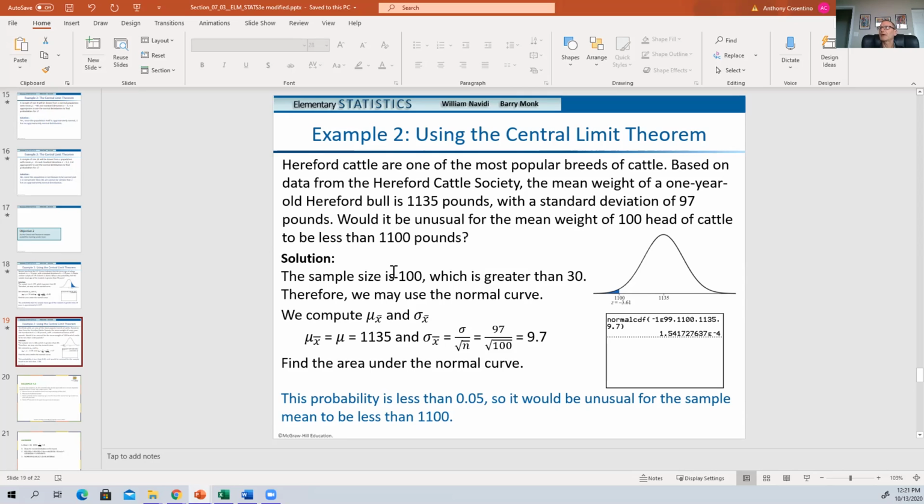So we're looking for this probability of less than or equal to 5%. Again, we have n equals 100. Our mean is 1135, and our standard deviation will be 97 divided by the square root of 100, which is 10, so that would be 9.7. So when you want to do this probability, we want 1135 for the mean and 9.7 for the standard deviation, and the idea is it's going to be less than 1,100 pounds.